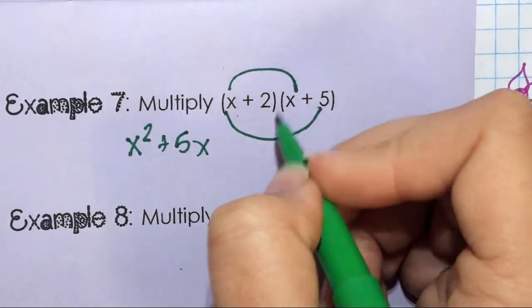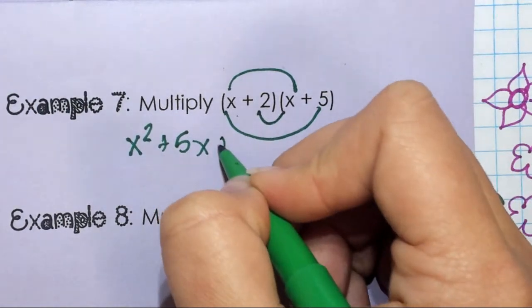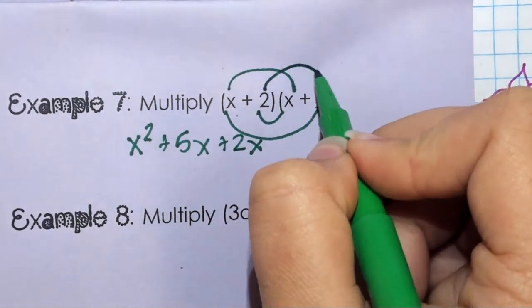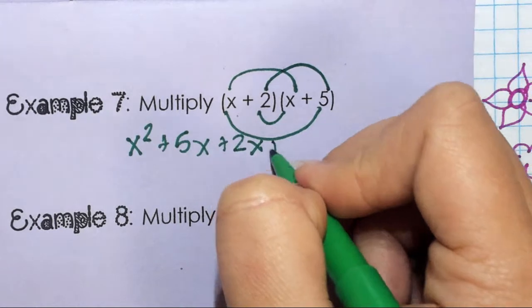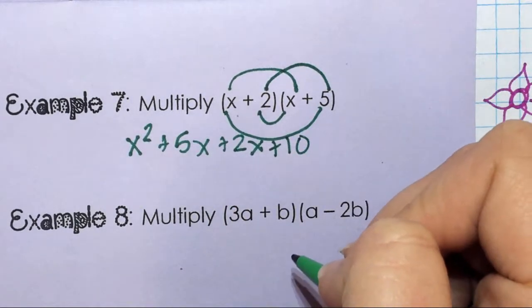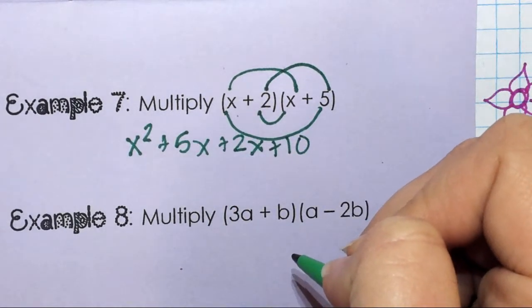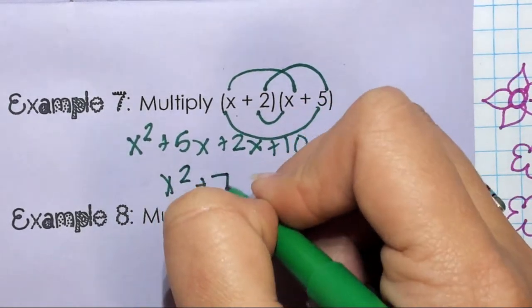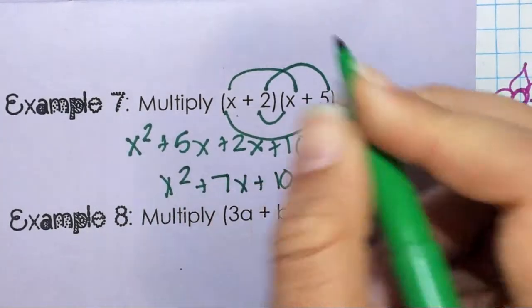Alright, what do we do next? 2 times X, we do the nose. And we get 2x. And what do we do last? The right eyebrow, and you get plus 10. Then what do we do from here? Combine like terms, and we get x squared plus 7x plus 10.